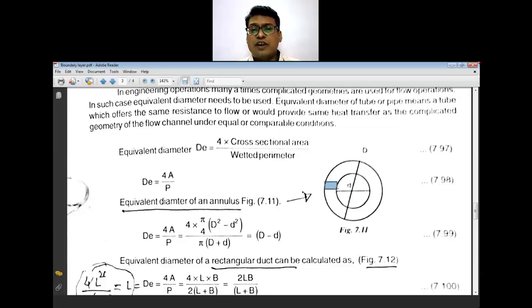So this is the equivalent diameter of an annulus, that is calculated as 4 into cross-sectional area upon wetted perimeter. So cross-sectional area in this case is pi by 4 (D square minus d square), where capital D is the outer diameter and small d is the inside diameter. The perimeter is pi D plus pi d, that is, the inside circumference and outside circumference. That is what is the wetted perimeter.